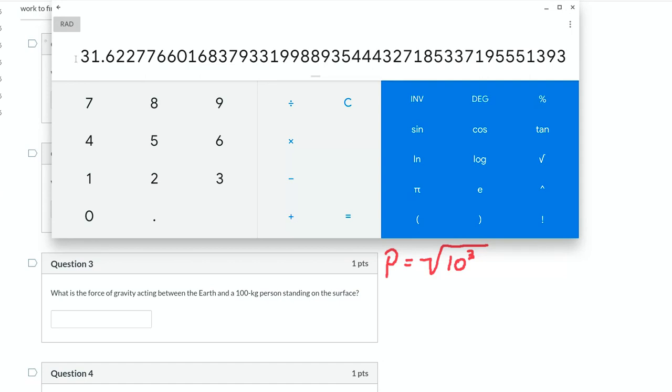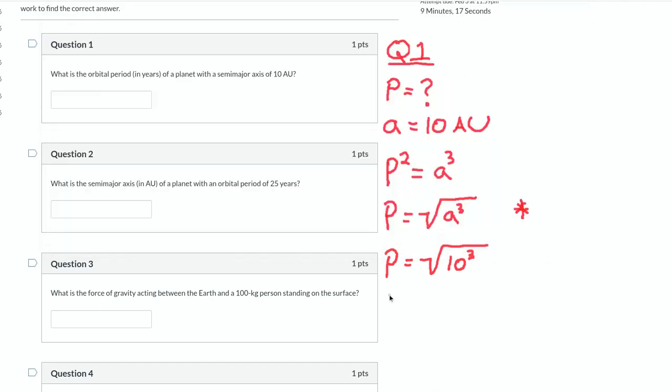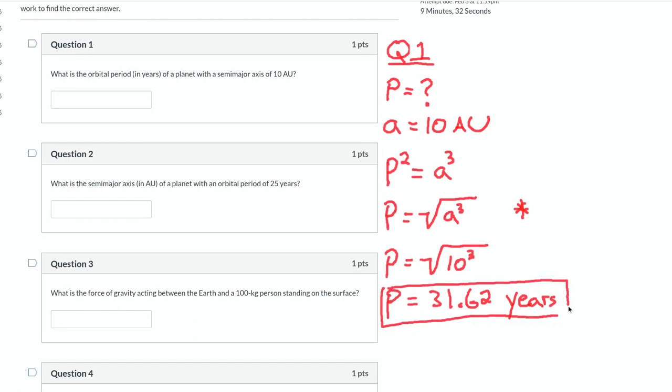And I get an absurdly long number. I only need the first few digits here. So the period is going to be 31.62, let's say. All right? So the period equals 31.62, and that's going to be in years because the distance was in astronomical units. Okay, so that should be my answer for Q1. Great.